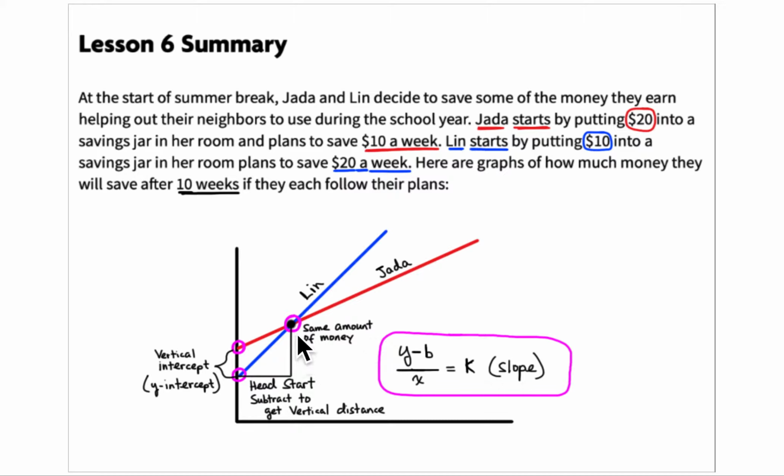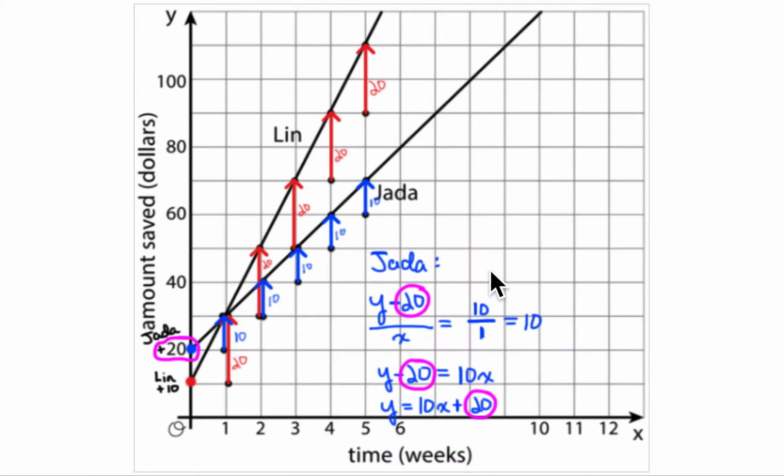So what is this number of units in the vertical direction compared to the number of units in the horizontal direction? So you get the numbers there, and that will tell you the slope. So let's take a look at what that is on the graph. So for Jada, it's Y minus 20. So Jada starts at $20. So you have to subtract that 20. So that's the B, the beginning amount. And that's compared to 1 week.